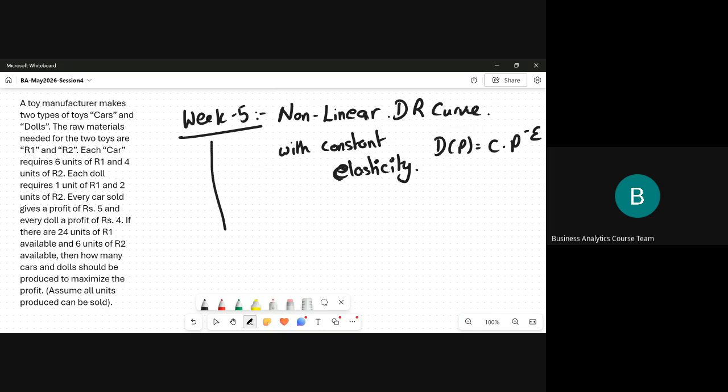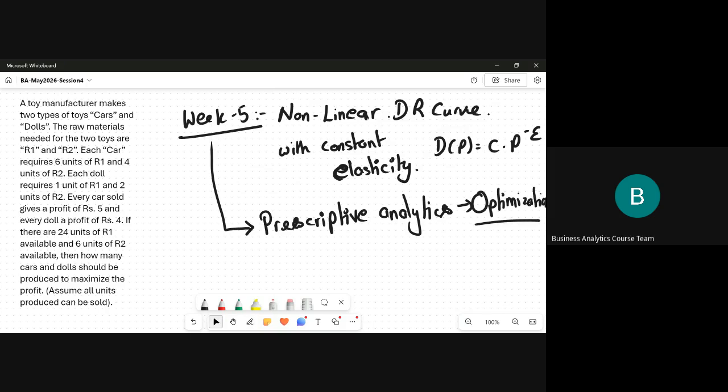And after this, we touch upon a topic in prescriptive analytics, which is basically optimization. So this is the main focus of week 5.